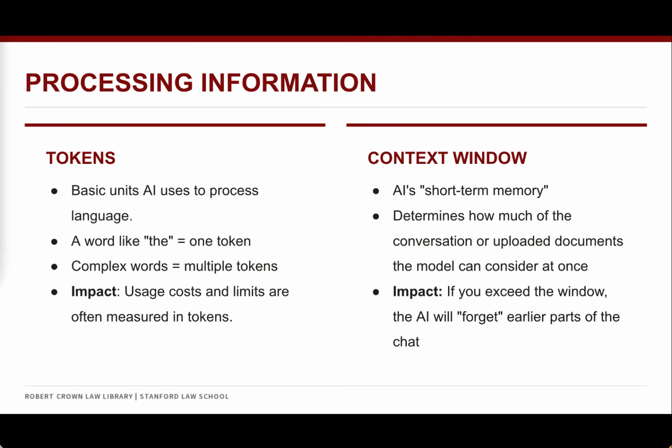That limit is called the context window, the AI's short-term memory capacity. It's the amount of information it can remember at once in a conversation. If your chat gets very long or you upload a massive document, the AI might forget what you said at the beginning once you exceed this limit.